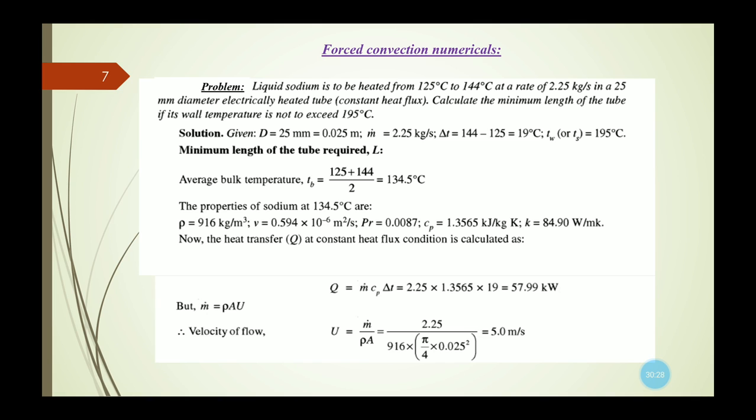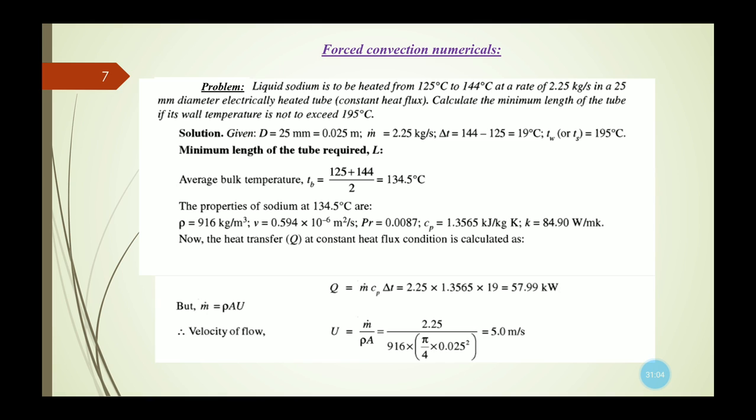Now, what are the things given in this numerical? The diameter of this tube is given as 0.025 meter, mass flow rate is given, temperature difference delta T is given as 19 degrees C, and T_W is given as 195 degrees centigrade. Now we need to calculate the minimum length of the tube required. If its wall temperature is not to exceed 195 degrees centigrade, the average bulk temperature can be calculated using this formula. We are getting 134.5 degrees centigrade.